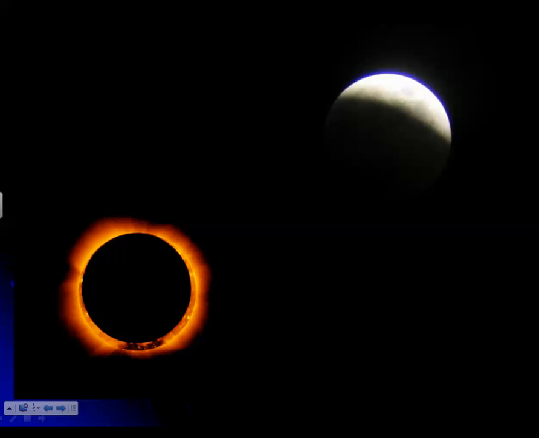Welcome to the last lesson for Unit 8, Astronomy. Today we're focusing in on eclipses, both lunar and solar eclipses, which is what you see right here. We've got a wonderful shot showing a solar eclipse on the left and a lunar eclipse on the right.